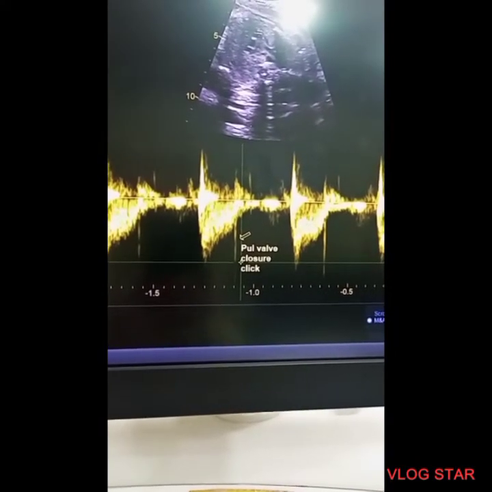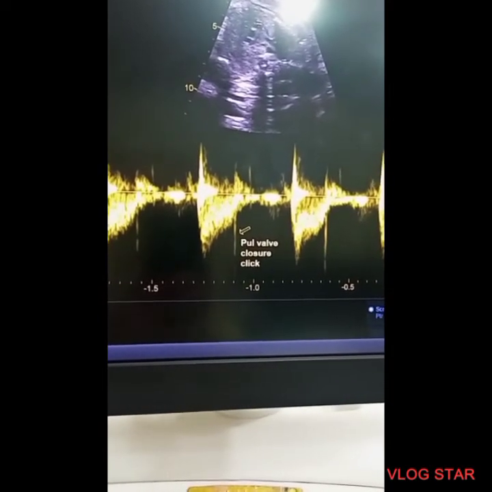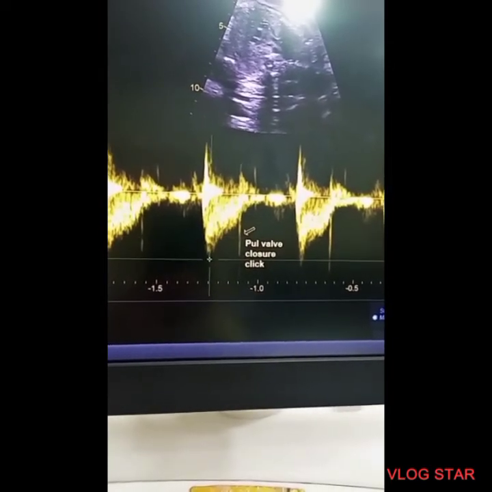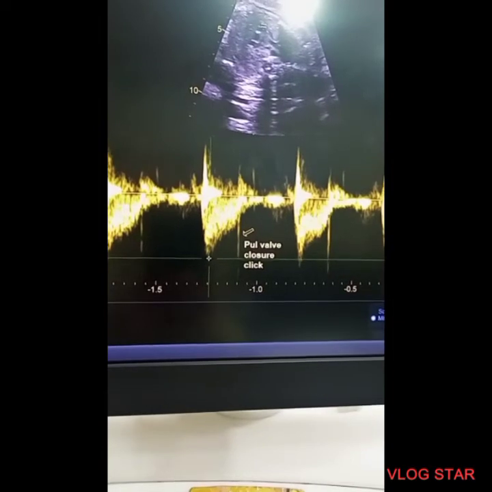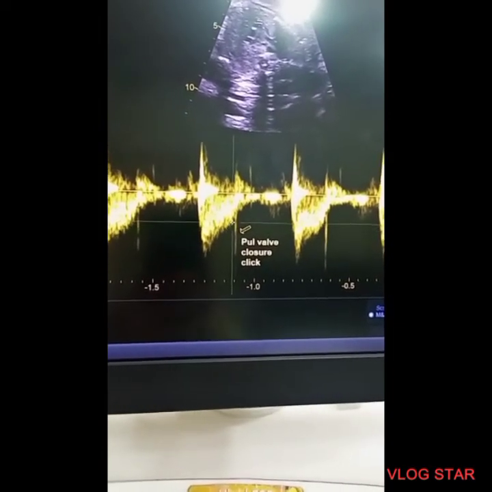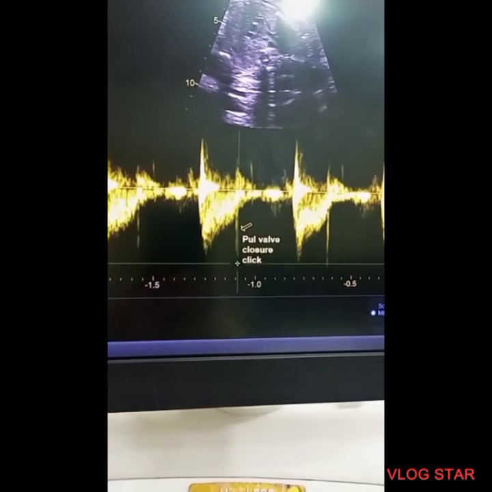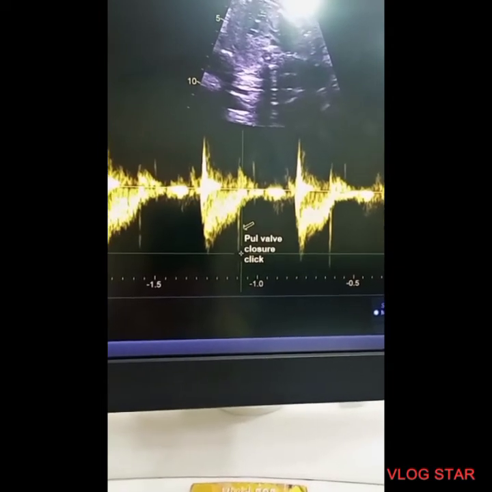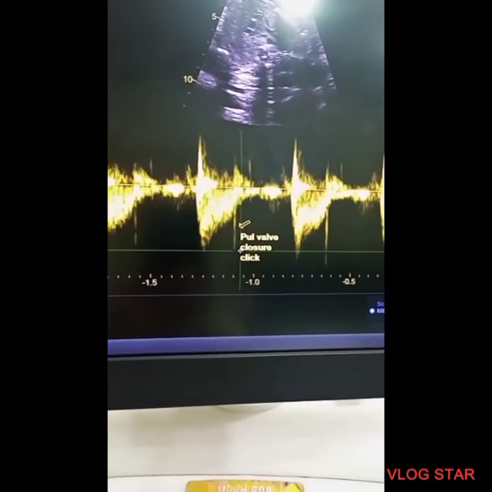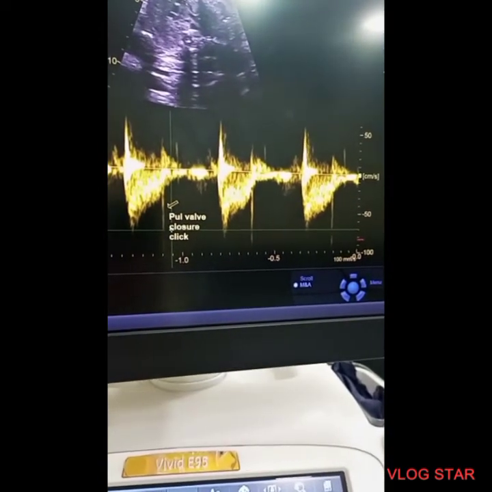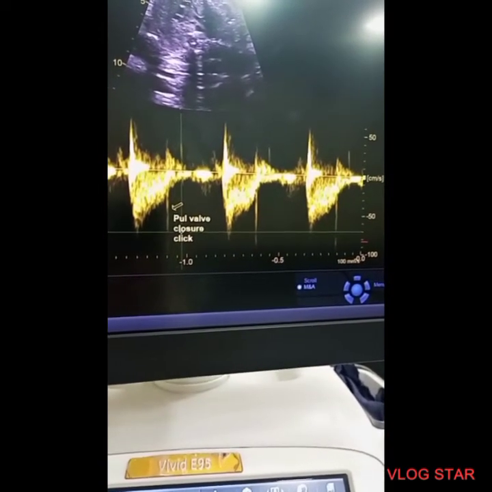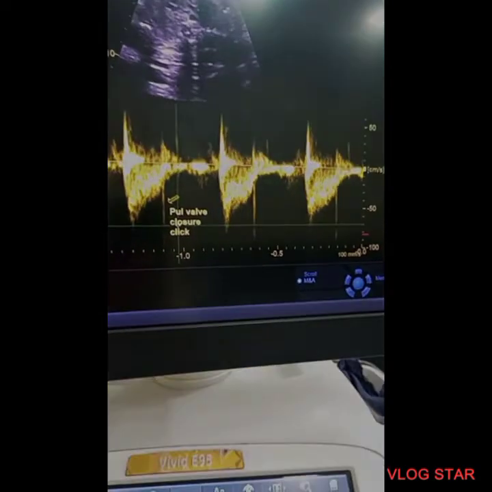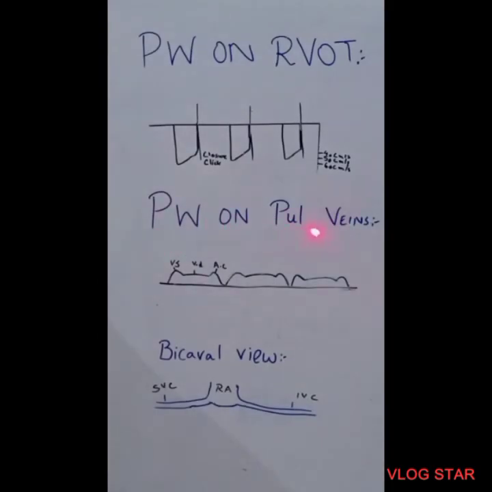Here we place the pulse wave Doppler just beyond the pulmonary valve, and we get the trace through PW. This is the sharp acceleration of the pulmonary jet with the upstroke having a little notch, and this is the clear pulmonary valve closure click. This also represents that we have placed the pulse wave Doppler at the right place, and the gradient during the gestational age is 50 centimeters per second. That is normal in this period.